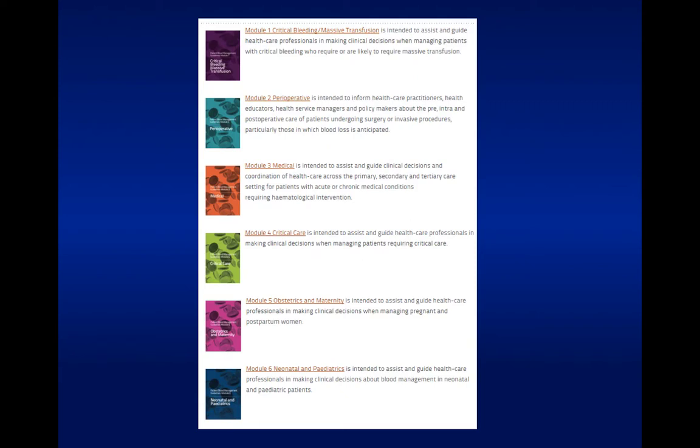There are some really good evidence-based modules which go into really pragmatic and detailed advice on how to apply patient blood management in all these 6 different settings. Some of these are more relevant than others to obstetrics and gynecology. It's not just the obstetrics and maternity module. The perioperative one is very relevant for gynecological surgical patients and elderly patients having gynecological or oncology surgery. And obviously critical bleeding and massive transfusion is a big thing as well.